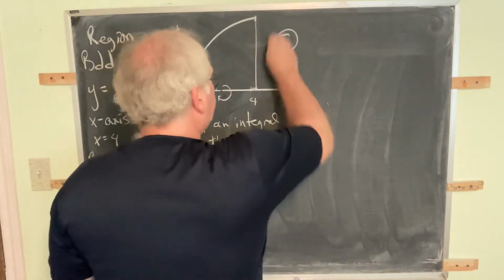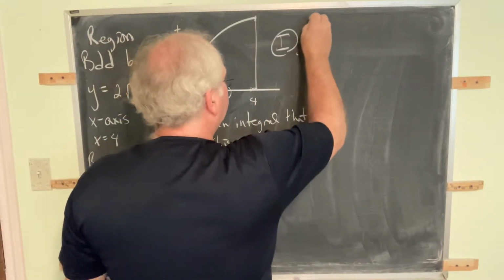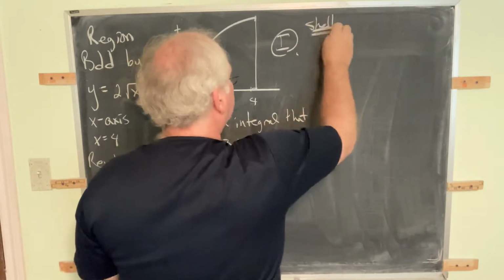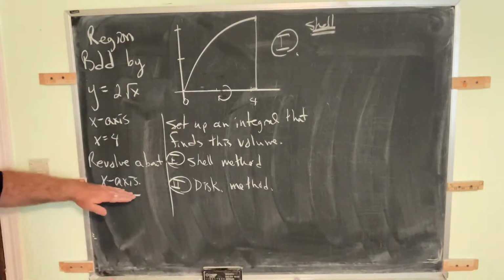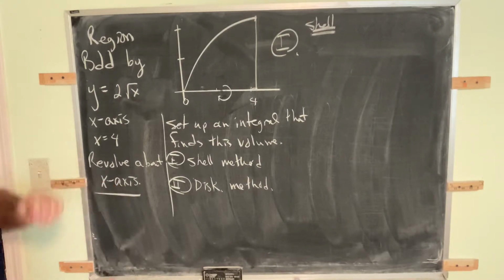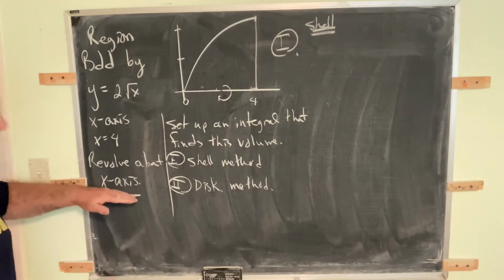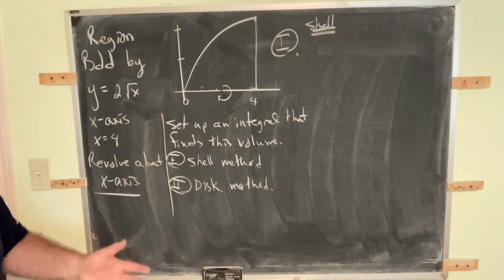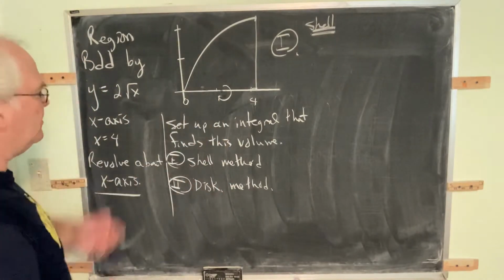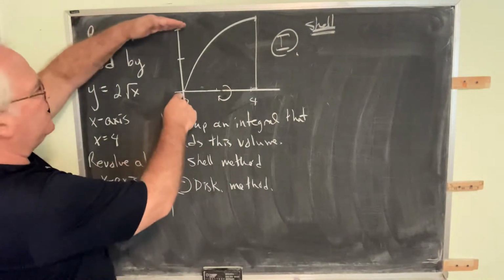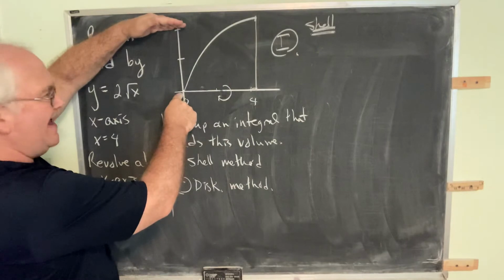So, shell. First off, if we're using the shell method and we're revolving about the x-axis, the question is, which is the axis of partition? Well, shell method is the other axis. Revolve about x, so you partition y. So the question is, where does the partition start and where does it end?